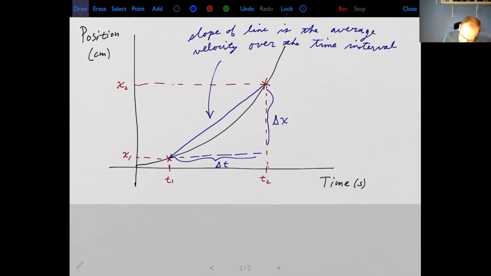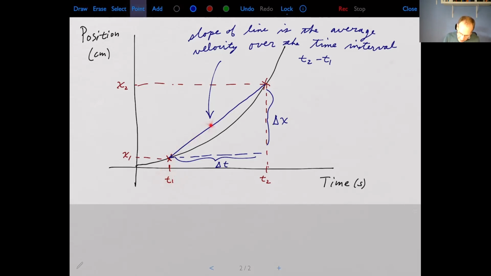I'll say time interval t2 minus t1. Right, it's the average velocity over that time interval. Now, just like before, we may not be so interested in the average velocity. We may want to find the instantaneous velocity at some point. So again, let's say I want to know what is the instantaneous velocity right at t1? What is the velocity at the instant?